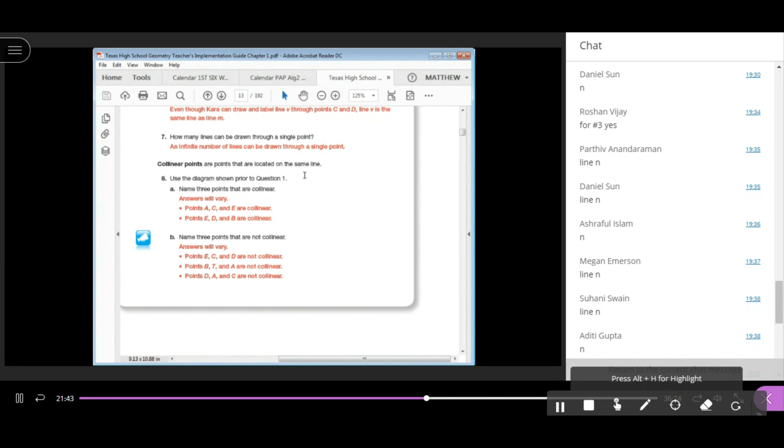And then three points that are not collinear. Notice how they're doing three points. Two points are always collinear, but three points may not be. They're just giving you examples of many that you have there, so make sure you have at least two examples there for 8B.